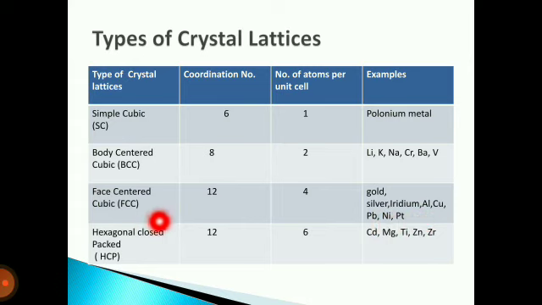In HCP crystal lattice, coordination number is 12. There are 6 atoms per unit cell. Example: cadmium, magnesium, titanium, zinc, zirconium. Okay. So students, you should learn this table thoroughly, because in the exam the question is asked on coordination number and number of atoms per unit cell.